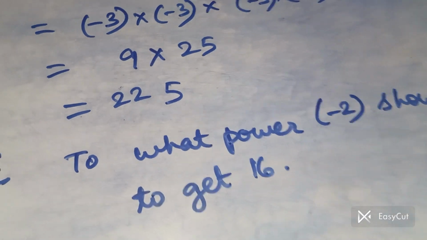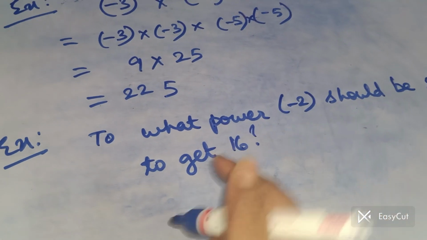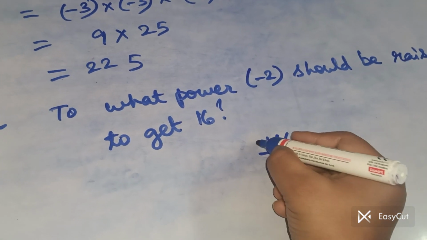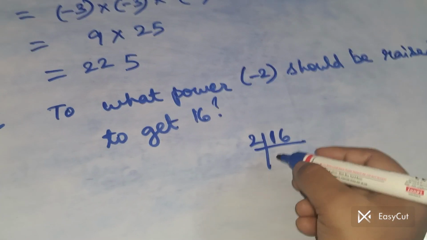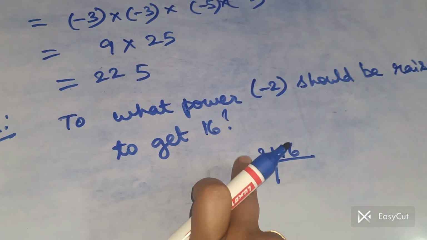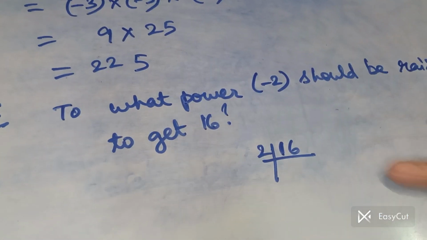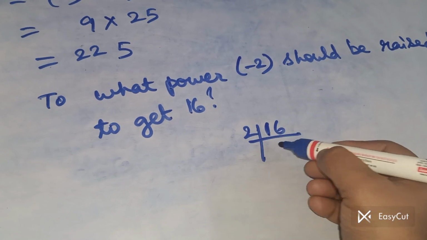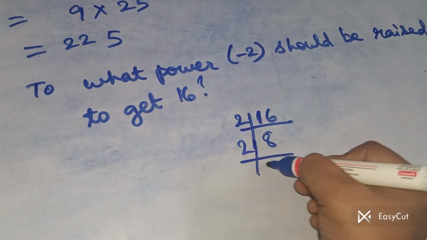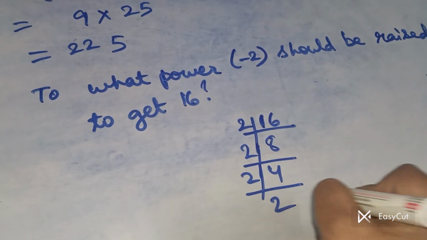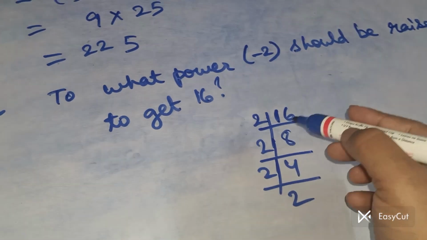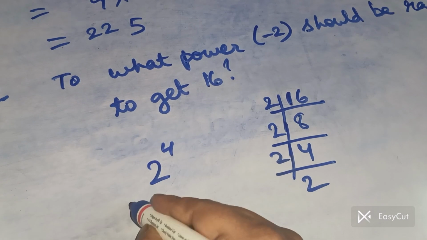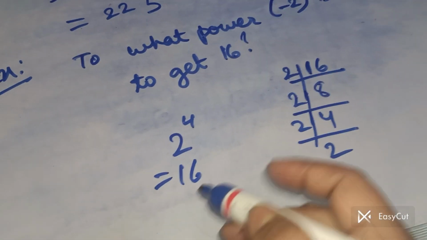16. See, to get 16 means first we need to find 16. We have to divide 16 by 2, because we have to see 2 to the power what is 16. So we divide 16 by 2. 2 8s are 16, 2 4s are 8, 2 2s are 4. So we can see that 1, 2, 3, 4, so 2 to the power 4 is actually 16, isn't it?